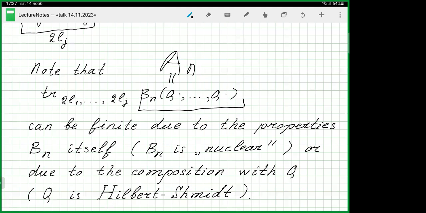The second reason, which is much wider for application, is the following. If Q is Hilbert-Schmidt, then the composition Bn Q is already nuclear, and all traces will exist. So we have several possibilities to say that our Q is such that for sure we have our multilinear form such that we can calculate all traces.